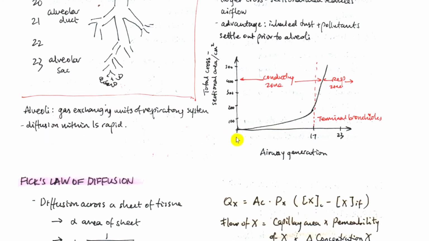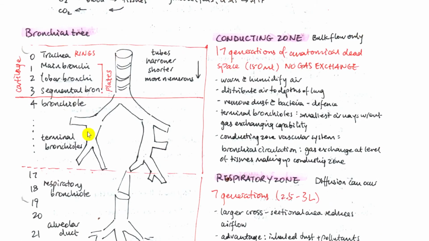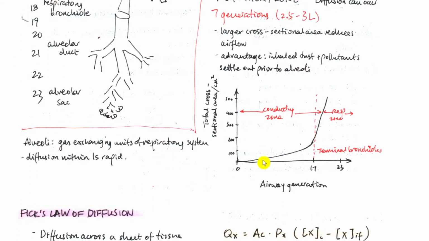So let's look at how the total cross-sectional area changes with respect to airway generation. So we've got 0 to 23 here, and in the conducting zone, the cross-sectional area gets slightly bigger because we have the trachea, and then all these are branching off and increasing the cross-sectional area gradually.